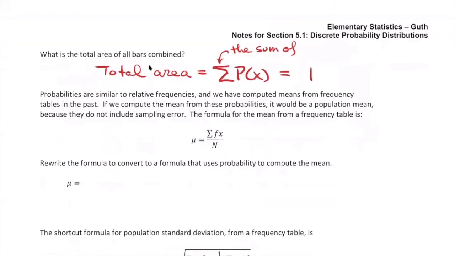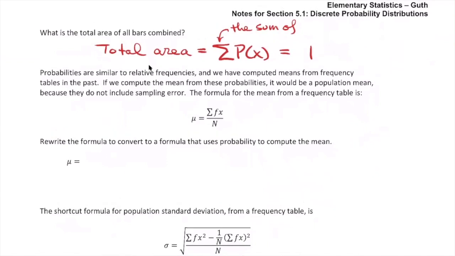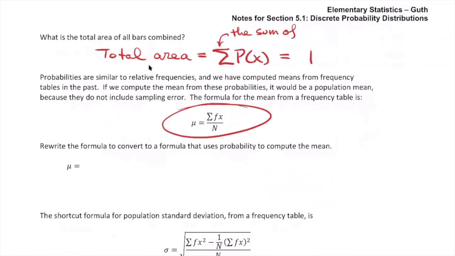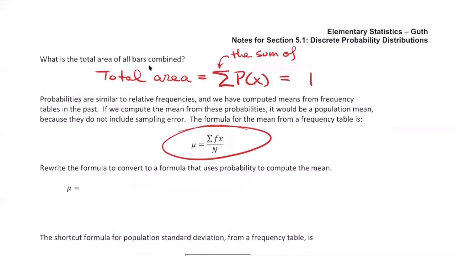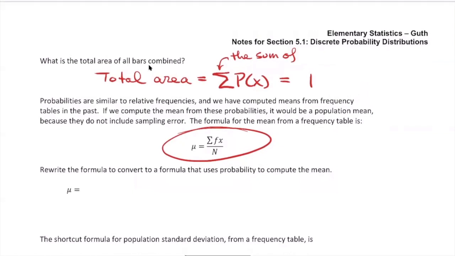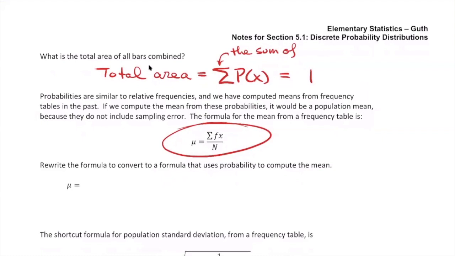Now, I think in your notes, you have the formula for the mean from a frequency table, which is this one here. The only thing I would add is that we don't use that formula very much, but we can use it to convert it into a mean using probabilities. If you look at that formula, look what happens if you write it this way. This is the same result. If you wrote the F divided by the N like that, and then multiply by X, that's the same computation, it just looks different.